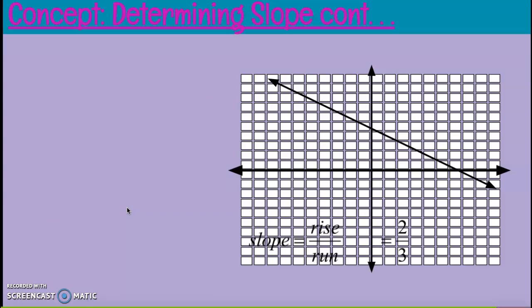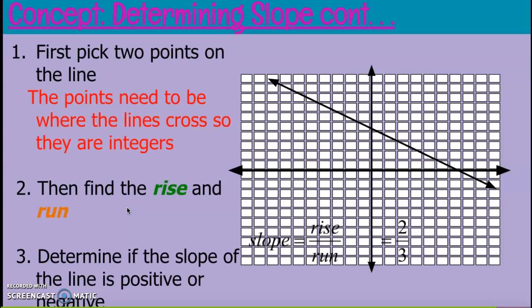Okay, so let's take a look at slope on a graph, okay? The first thing we got to do is find 2 points on the line that cross at an intersection, okay? So here's one point and there's the other point. Then we find the rise and the run of those 2 points. So let's first start off with the rise.